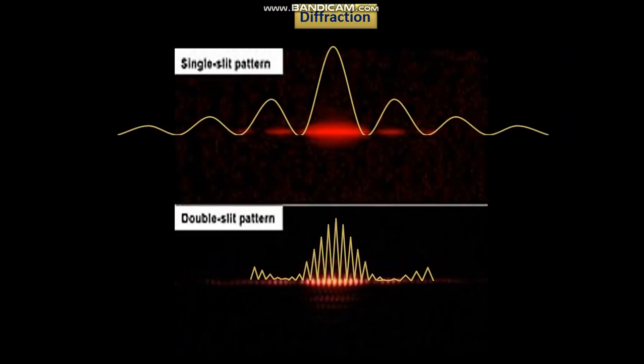This is the diffraction pattern for a single slit. Now, if the slit is single, then this is the diffraction pattern. But if there are two slits, then there will be a diffraction pattern, but there will be interference too. This is what we are going to talk about next time.